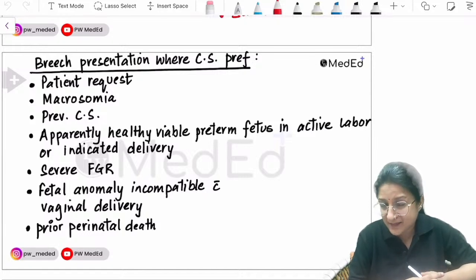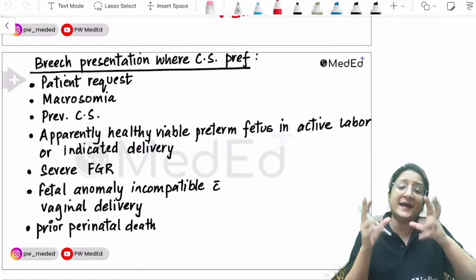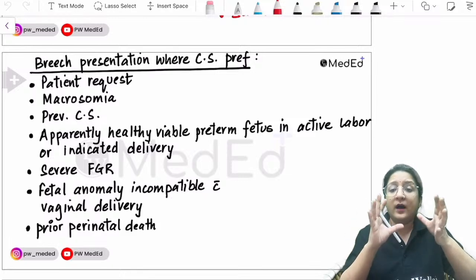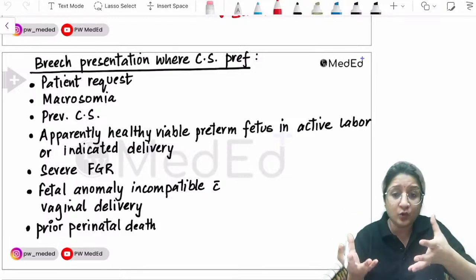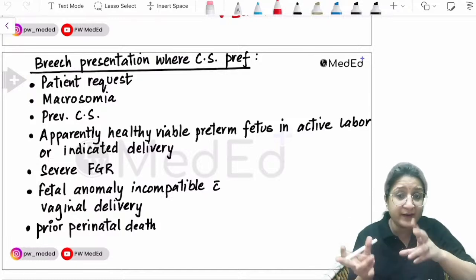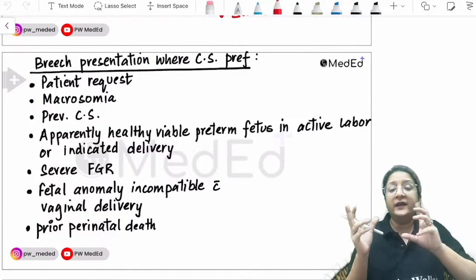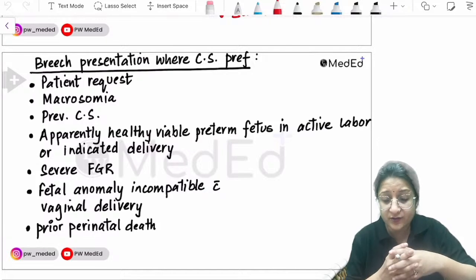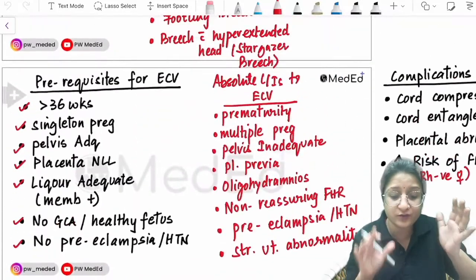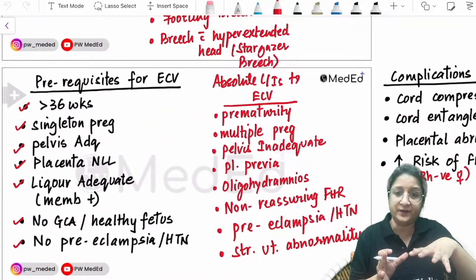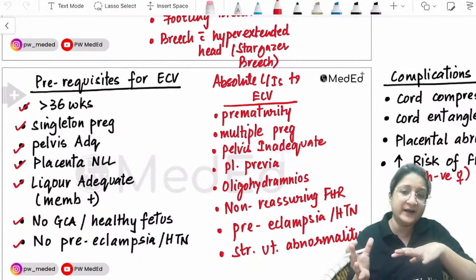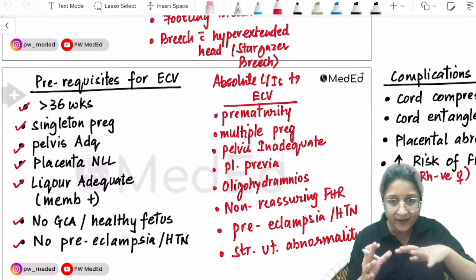Okay, so many times in your exams, they ask you questions like this: which among them is an absolute contraindication or a relative contraindication. They will trick you into choosing options like this. That's why I tell you the most important list to remember is the prerequisites for ECV, and the absolute contraindications to ECV, all right?